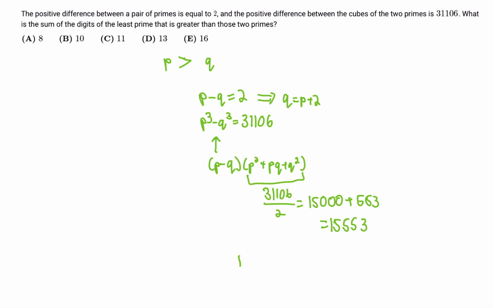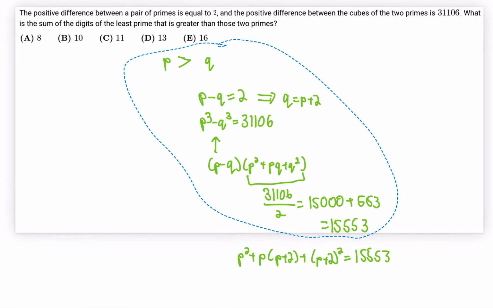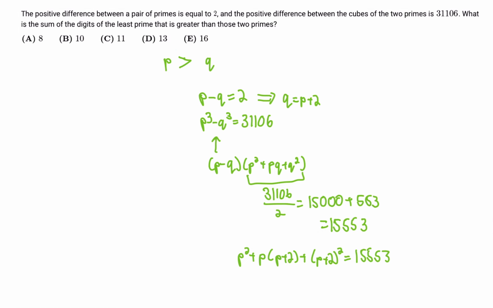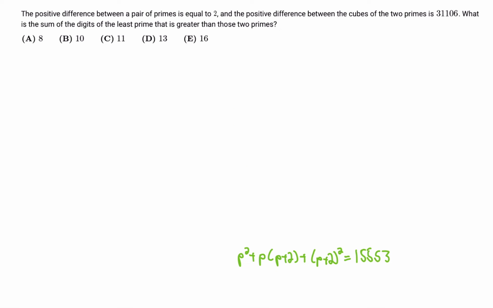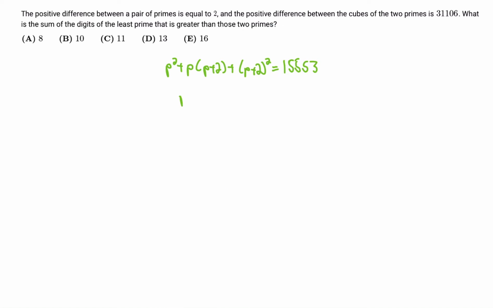So then let's try rewriting q equals p plus 2. That means that p squared plus p times p plus 2 plus p plus 2 squared equals 15553. Okay, so this is progress, and we just need to solve for p now. So let's clear this, and let's move this to top. So now this is pretty simple to expand, because this equals p squared plus 2p plus p squared plus 4p plus 4.